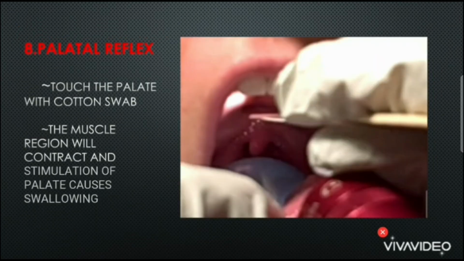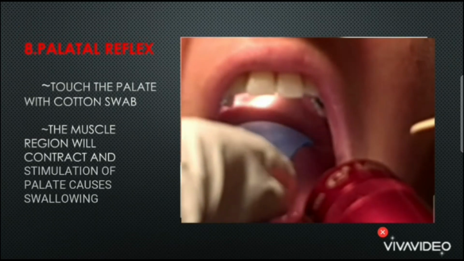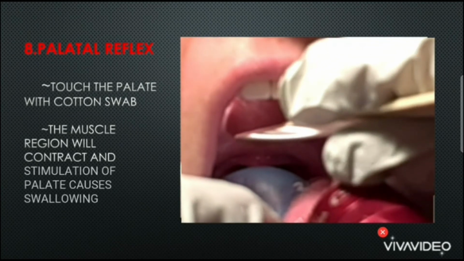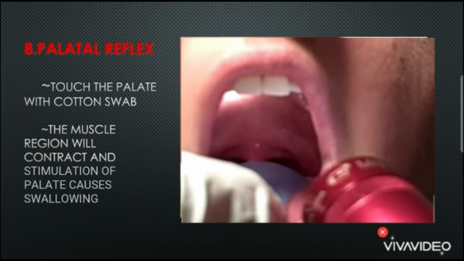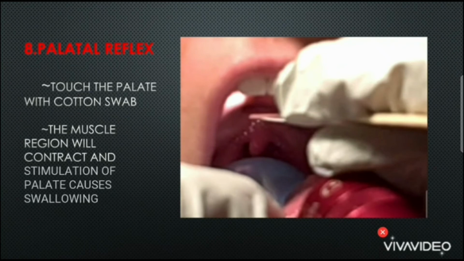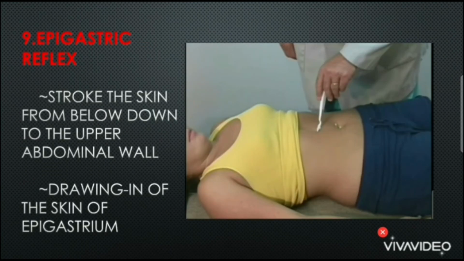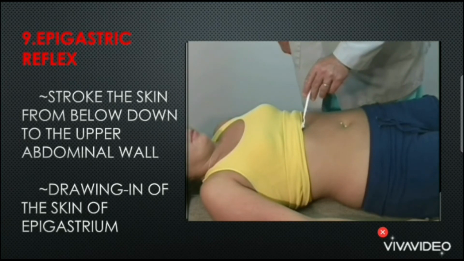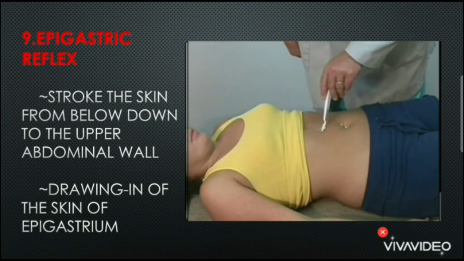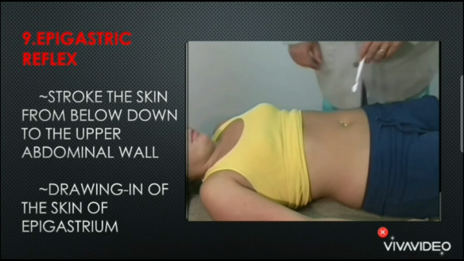Eighth is palatal reflex. Touch the palate with a cotton swab and as a result, the muscle region will contract and the stimulation of the palate causes swallowing. Ninth is epigastric reflex. Stroke the skin from below down to the upper abdominal wall. The result is drawing in of the skin of the epigastrium.